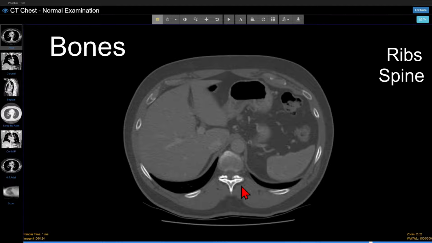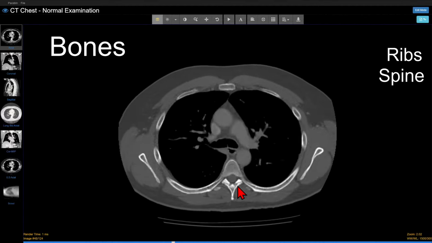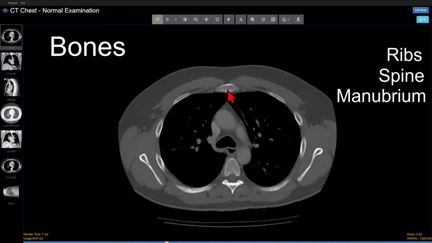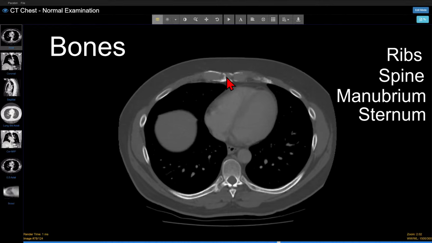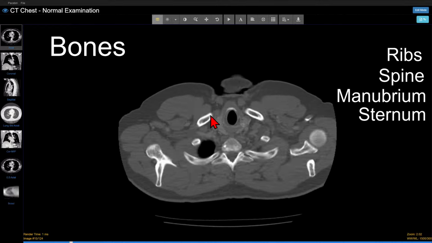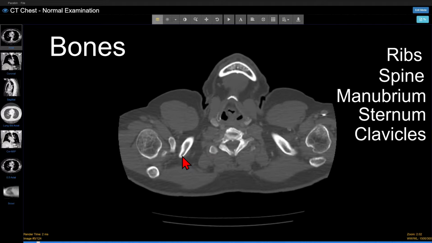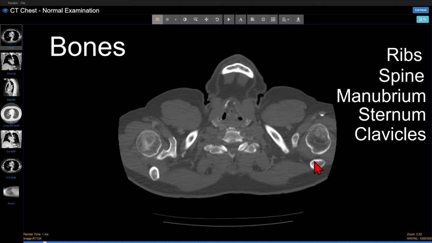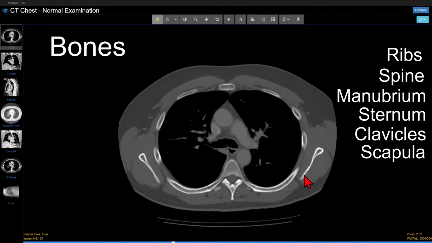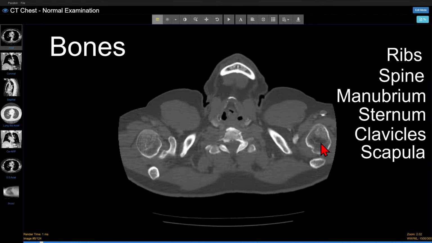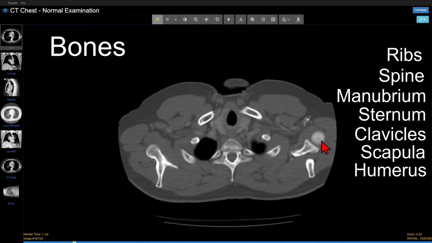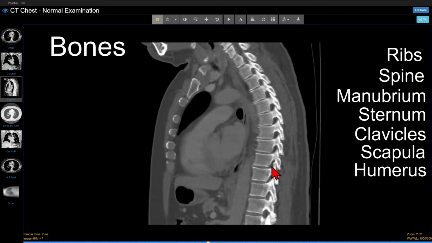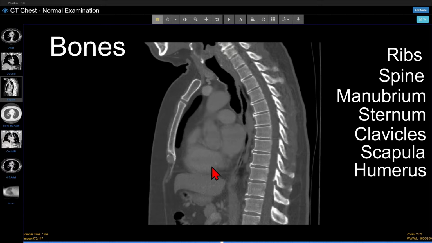We have our spine posteriorly here. We have our manubrium and sternum anteriorly here. We have our bilateral clavicles. The acromioclavicular joints up here can sometimes be seen. This is the scapula back here. And then we can often see part of the humerus. On sagittal images, the spine and the sternum.